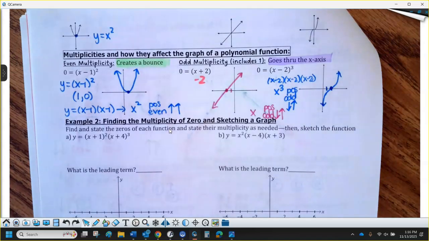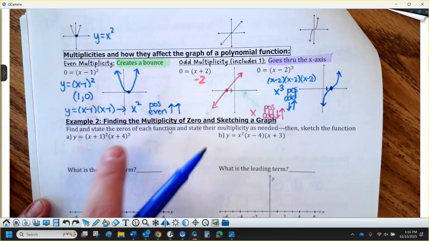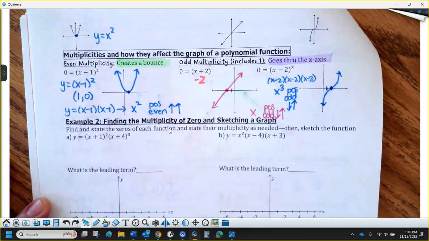All right, so does anybody know, in example 2 here, if I multiplied this all out, what would your leading coefficient, or your leading term be? The first term.